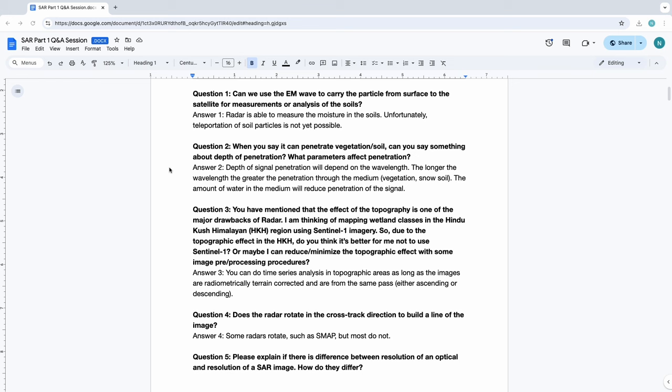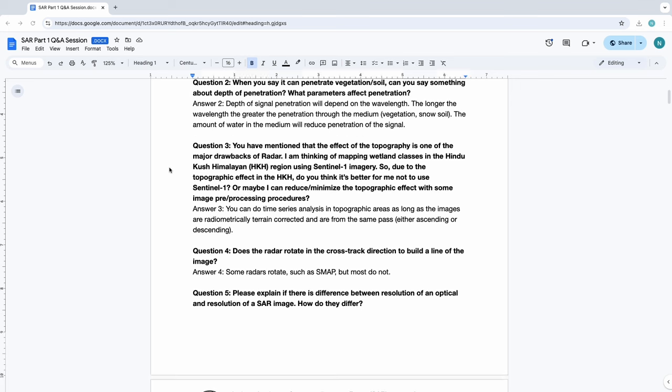As a general rule of thumb, at least for myself, I try not to mix ascending and descending images. This is not such a big issue in areas that are flat, but in areas with topography it is a big issue because the viewing geometry is slightly different, so things do look different.